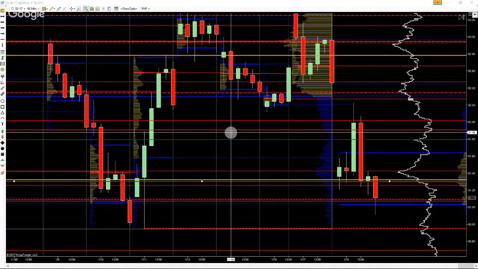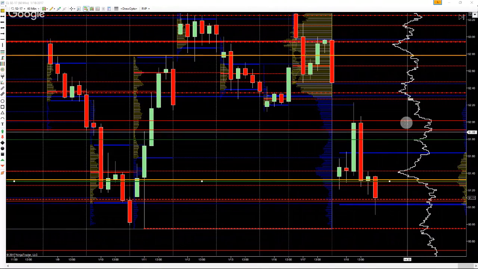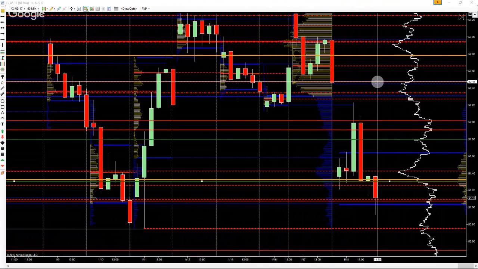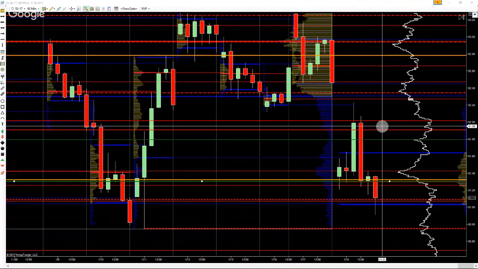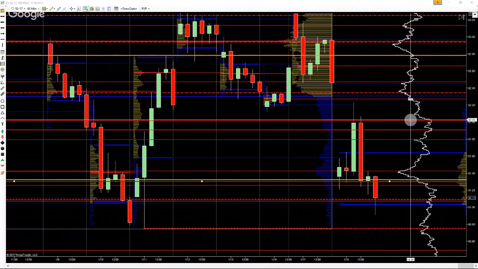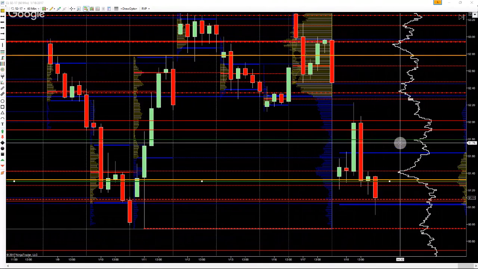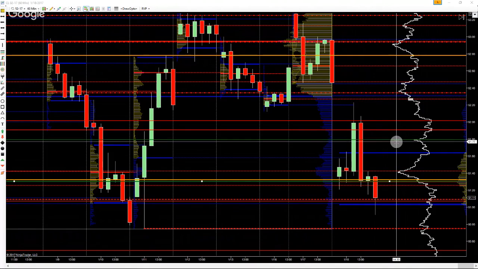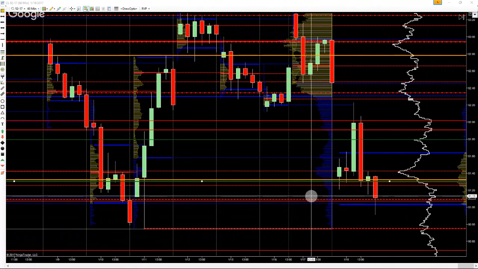Let's take a look. Yesterday, I was talking about these. So far, you've only seen me plot these red dotted lines. Remember, the dotted lines are former VPOCs. The solid lines are low volume nodes. Red solid lines are low volume nodes of the composite. Green solid lines are high volume nodes of the composite. Dashed lines are former swings. Doesn't matter, swing high or swing low.